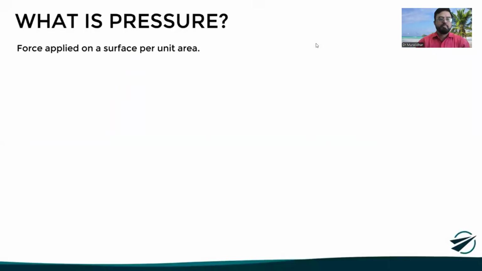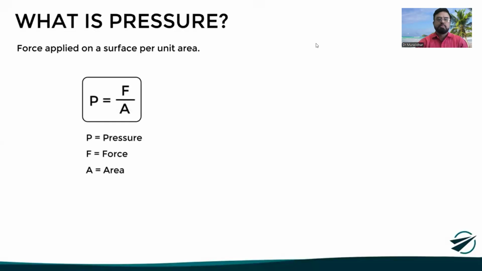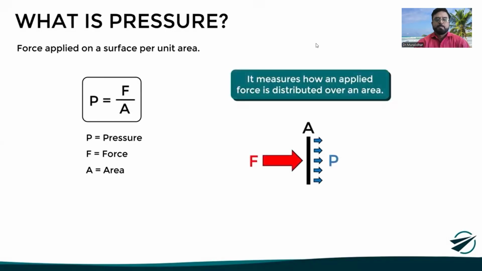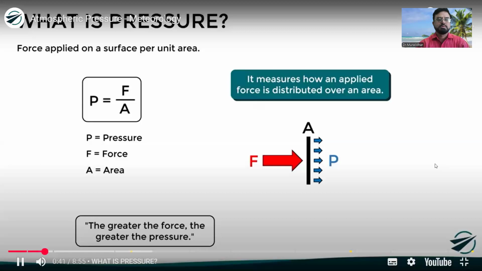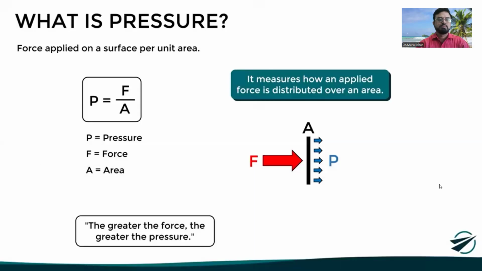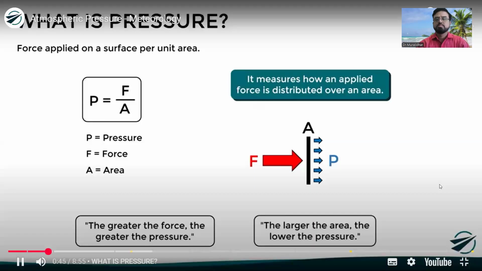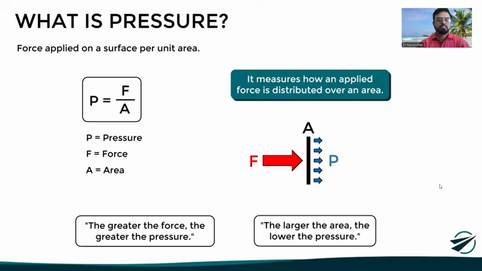First of all, let's look at what pressure is in general. Pressure is defined as the force applied on a surface per unit area, as we can see in its formula. In other words, we can say that it measures how an applied force is distributed over an area. With this in mind, we can affirm that the greater the force exerted over a certain area, the greater the pressure. And at the same time, the larger the area over which that force is exerted, the lower the pressure.